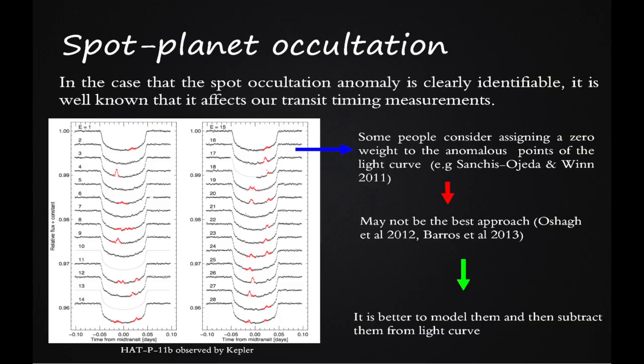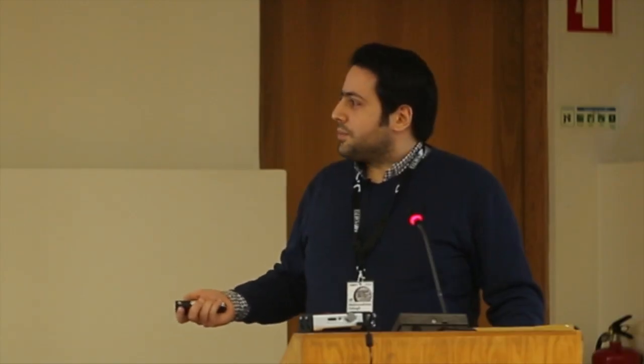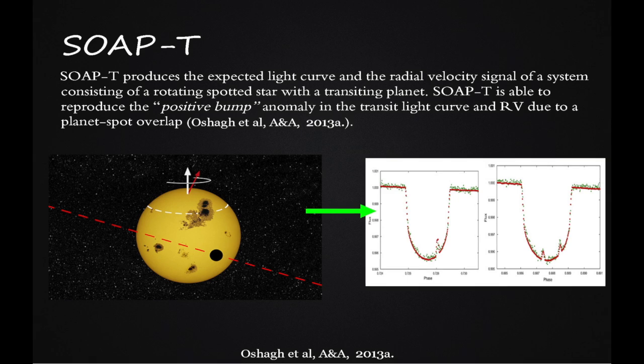Usually, in order to analyze their light curve, people decide to remove those anomalies and study the rest of the light curve, which we show is not the best approach because you are introducing some biases in your measurement. So in order to analyze light curves which have anomalies, we developed a code named SOAP-T, which can simulate a transiting planet over a spotted star and produce those anomalies inside the light curve.